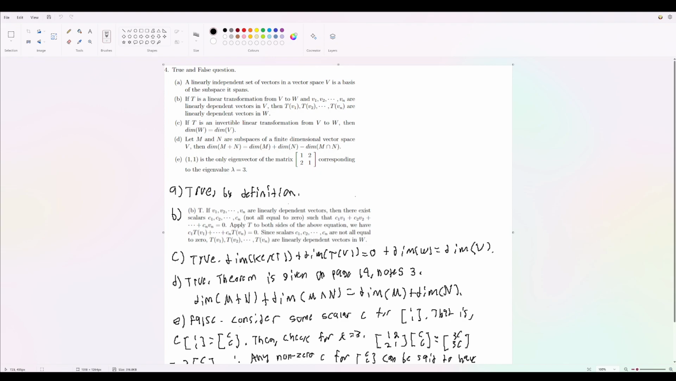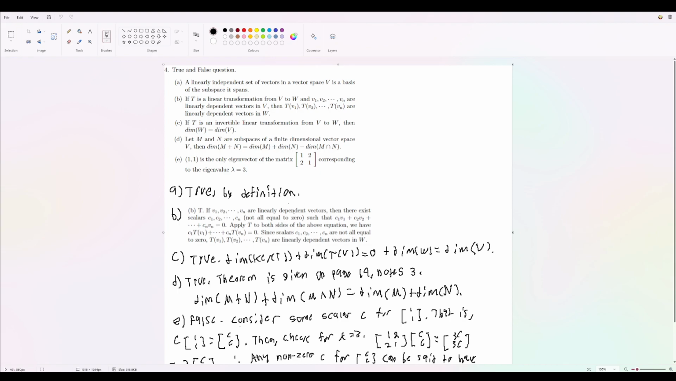Okay, number 4. A linearly independent set of vectors in a vector space V is a basis of the subspace it spans. I think most of these are just definitions. Yeah, true by definition. If T is a linear transformation from V to W, and v1, v2, ..., vn are linearly dependent vectors in V, then T(v1), T(v2), ..., T(vn) are linearly dependent vectors in W, and this is just the proof there.